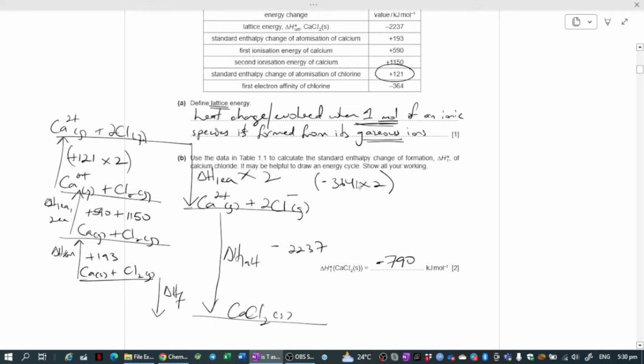Always treat your metal and non-metal separately. So you first atomize your metal, ionize your metal, and then you shift to your non-metal. You atomize your non-metal, you do the various electron affinities of the non-metal, and then you do your lattice energy, and the difference will give you the formation enthalpy. Right? Pretty straightforward.